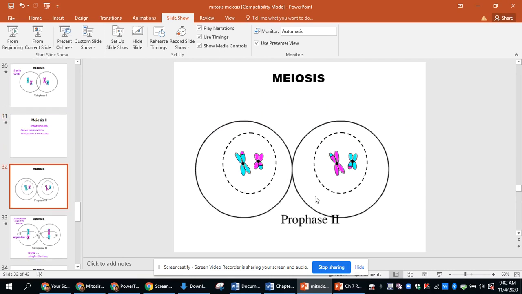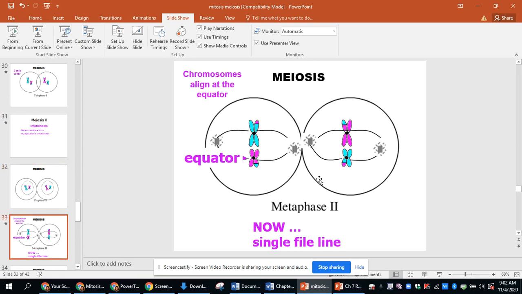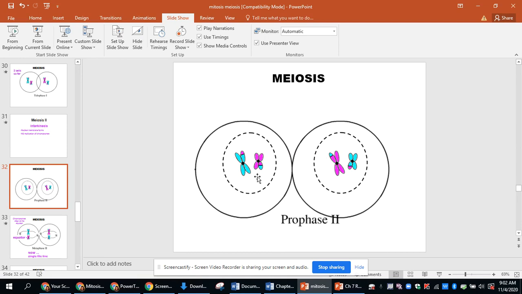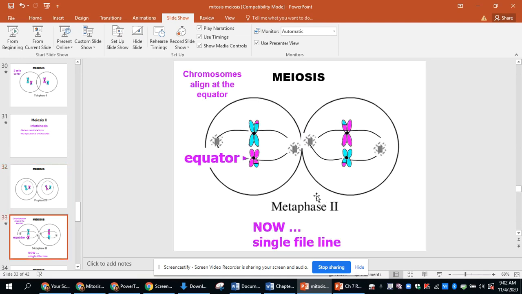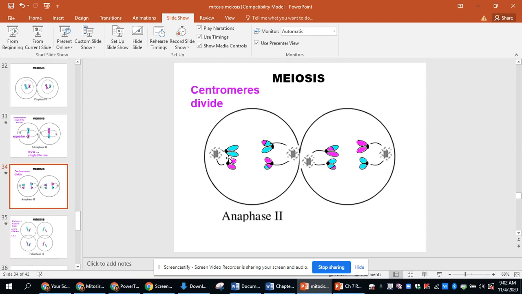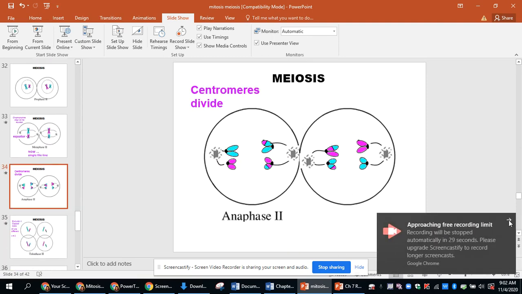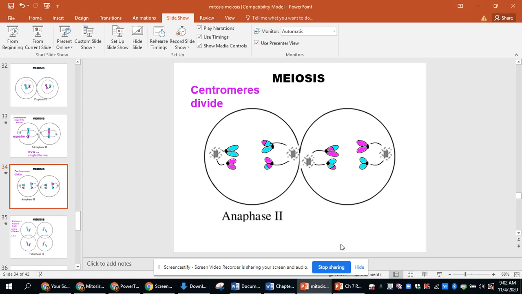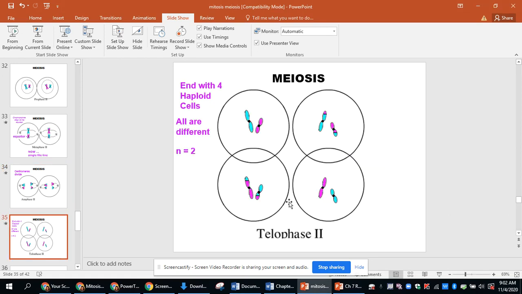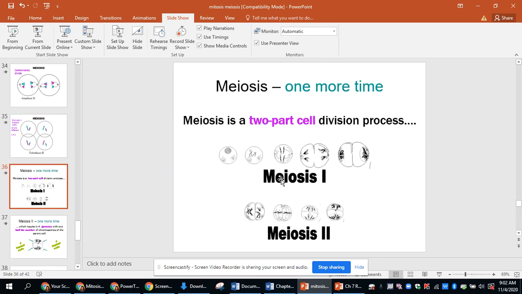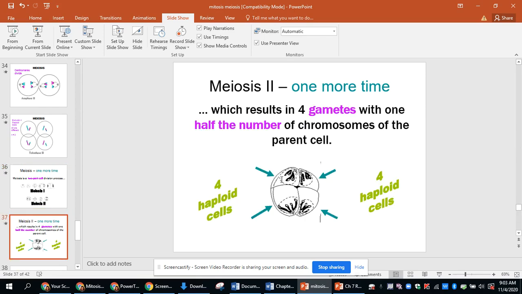In prophase 2, the nuclear envelope starts to disappear. Now notice, starting in prophase 2, what's happening is in 2 cells, not just 1. In metaphase 2, they are lined up in the middle. And again, this time single file. In anaphase 2, the centromere breaks and they split to either end. And finally, we have 4 haploid cells. So we can see that in meiosis 2, we end up with these 4 haploid cells.